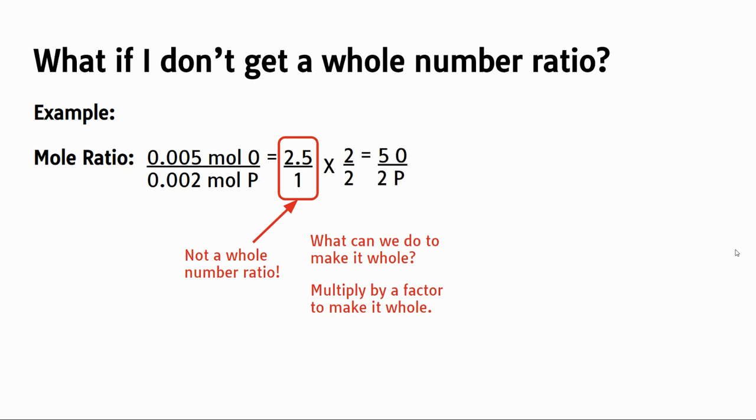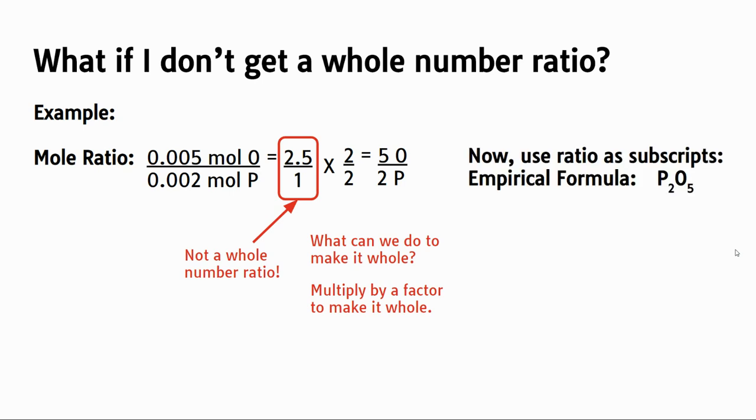We know that. So I would say that if we multiply the top and bottom each by 2, we would get 5 to 2. So in other words, 5 moles of oxygen for every 2 moles of phosphorus. So with this now, we can use this ratio for our subscripts, and we'd get the empirical formula of P2O5. So that's how you do empirical formulas.